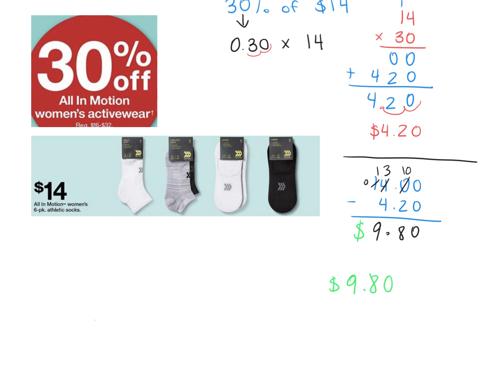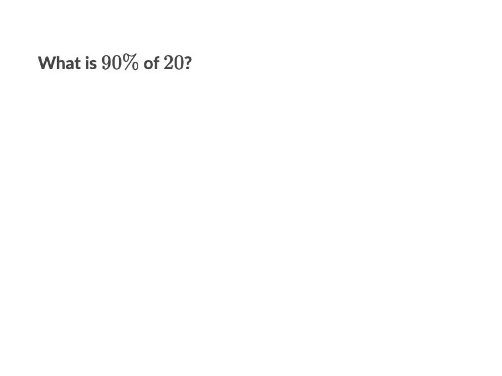Good deal on socks, right? I should pick up a pack of socks at Target. 6 pairs, $9.80. This is along the same lines, right? Maybe there's a huge clearance. It's an extra clearance. 90% of 20. Go ahead and try it.